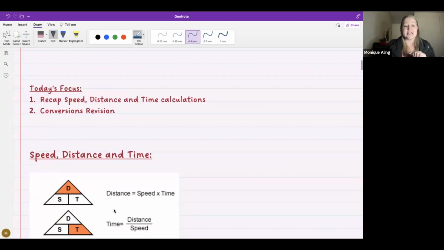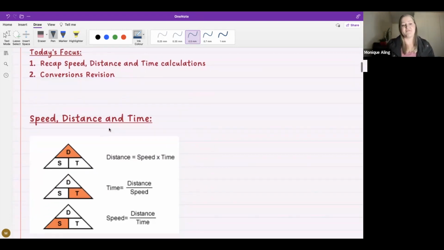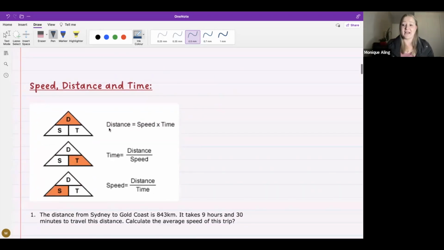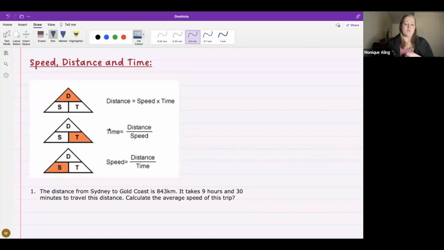Today's focus is just to recap speed, distance, and time calculations, and then we'll be doing some conversions revision. Okay, so I just want to finish off what we started in Monday's lesson. We looked at the speed, distance, and time calculations.